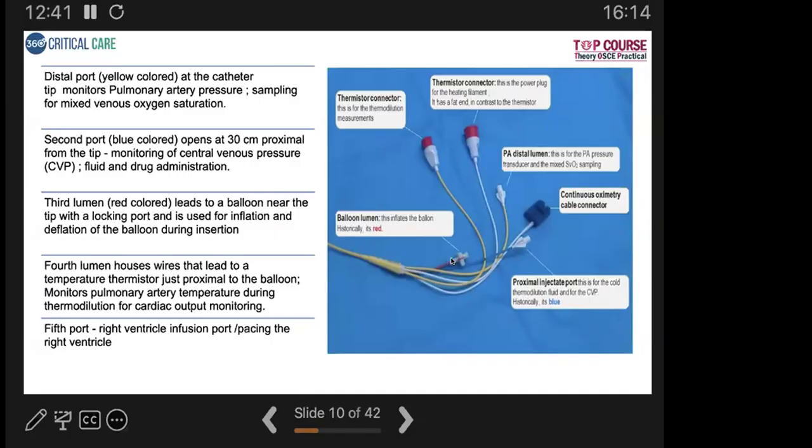And the fourth lumen houses wires that lead to a temperature thermistor just proximal to the balloon, which monitors the pulmonary artery temperature during the thermodilution for cardiac output monitoring. And the fifth port could be there, could not be there, which can be used for a right ventricular infusion port or for pacing of the right ventricle. So these are the common ports which you can see in a pulmonary artery catheter.